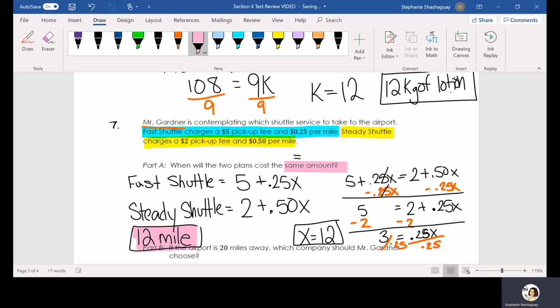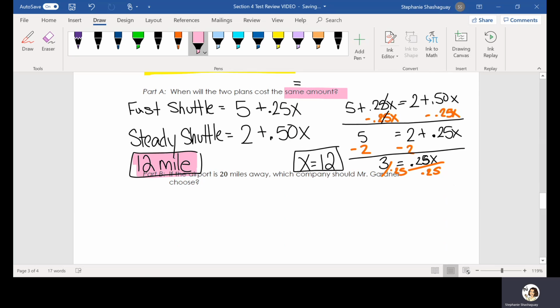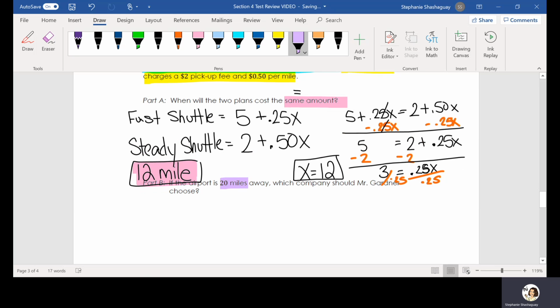Now for part B, it says if the airport is 20 miles away, which company should Mr. Gardner choose? Well, if the airport is 20 miles away, then we have to take that 20 and plug it into our equations for our two shuttle companies and determine which one would cost less. Because we don't want to pay too much, which company costs the least?